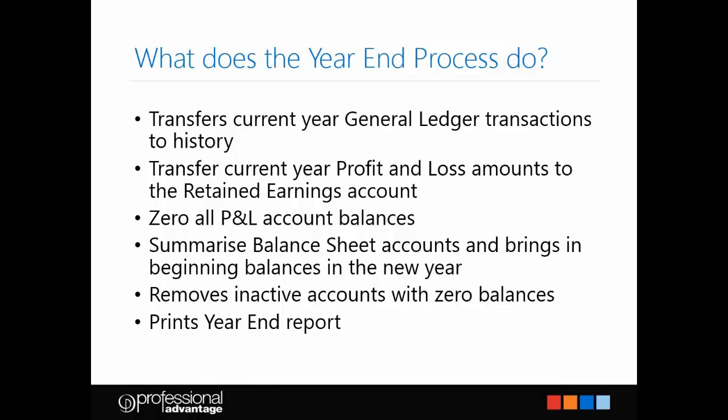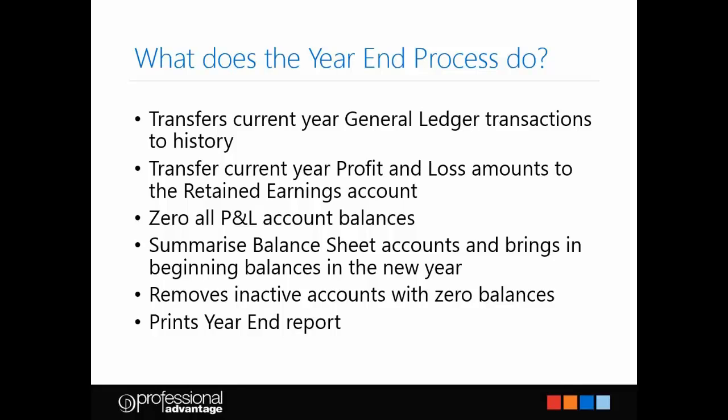The third thing the GP year-end process will do is zero out all P&L account balances. Because all the P&L account balances, from the second point above, are transferred into the retained earnings account, the balances no longer need to be there when we start the new financial year. Everything will start from scratch for P&L accounts in the new financial year.